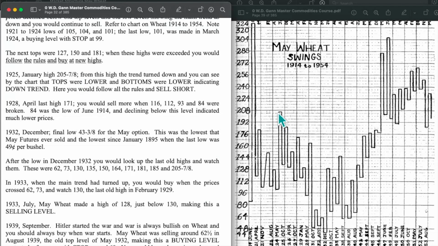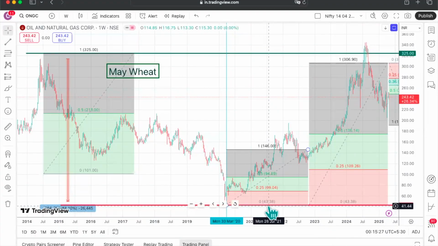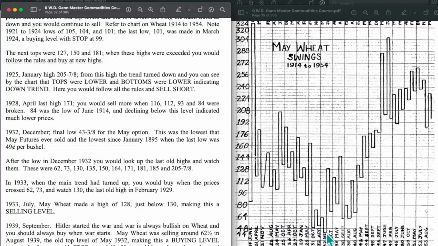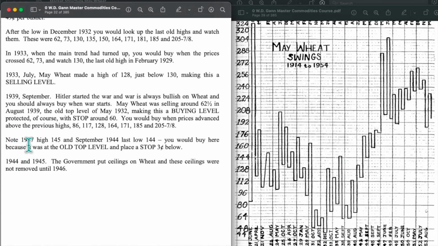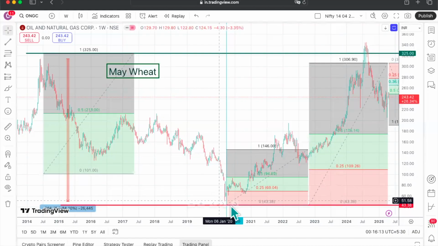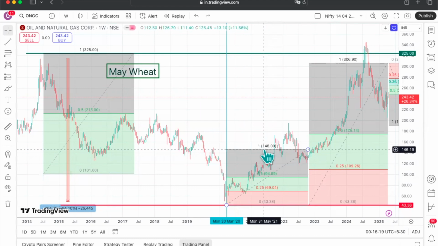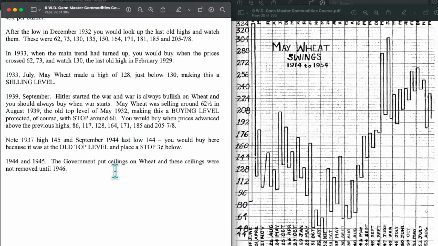From here onwards, the market did fall down to somewhere around 44 levels. 43.38 is the exact level it came down to. And from this low, again, we got a high, which was 145. So the 1937 high was 145. So we got this bottom of 43 and then a high of 145. And from here onwards, the market again started coming down.